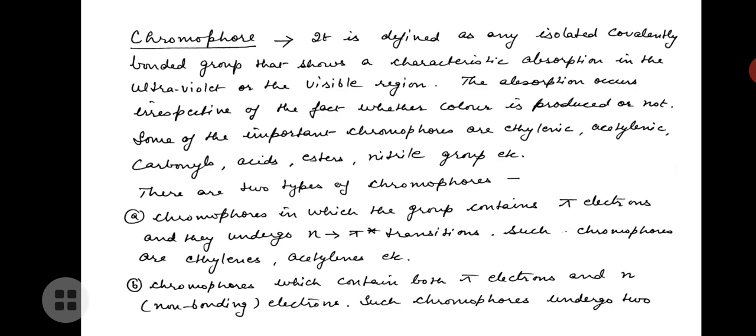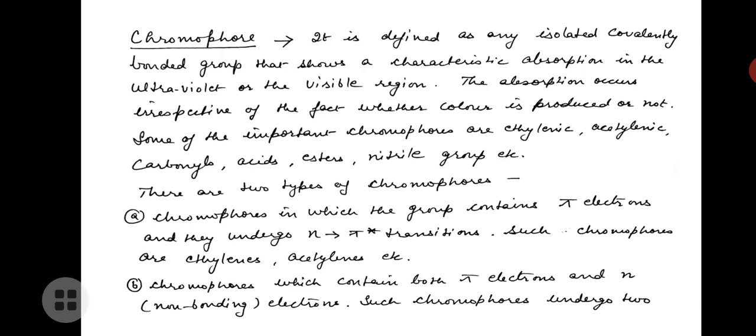But now the term chromophore is used in a much broader way. Now chromophore is defined as any isolated covalently bonded group that shows a characteristic absorption in the ultraviolet or the visible region. The absorption occurs irrespective of the fact whether color is produced or not. Some of the important chromophores are ethylenic, acetylenic, carbonyls, acids, esters, nitrile group, etc.